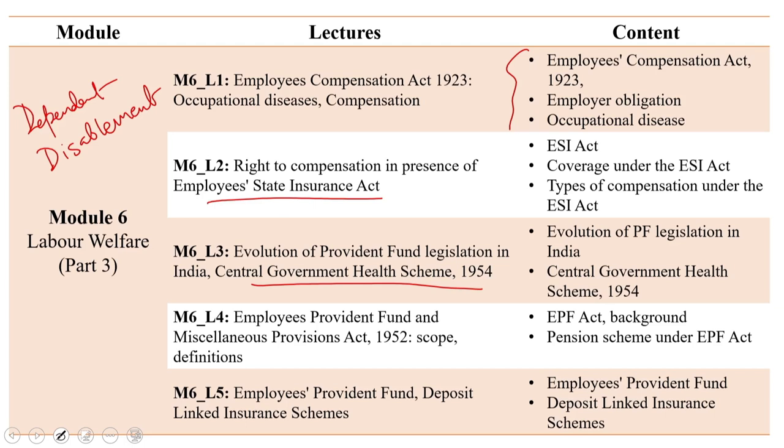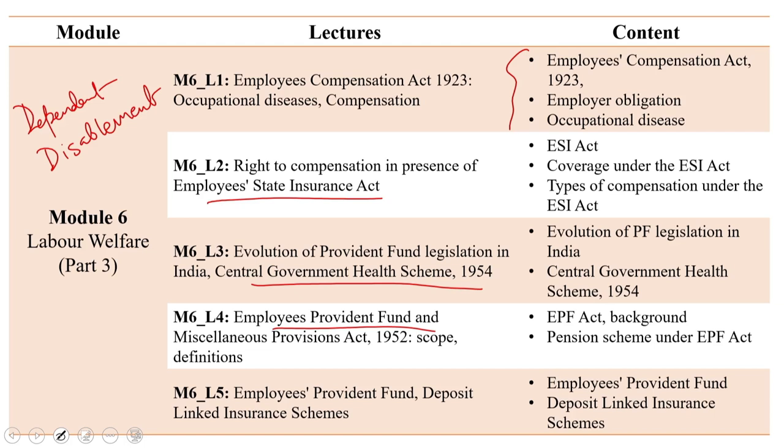Then in the fourth lecture of the sixth module, we looked into the Employees Provident Fund and Miscellaneous Provisions Act 1952. We looked into the scope, we looked into the definitions, like what were the two key social security schemes: the EPF scheme, the Employees Provident Fund scheme, and the Employees Pension Scheme, which was introduced in 1995. We also looked into some of the amendments and expansion with respect to this. The Employees Pension Scheme specifically: what is EPS? What is the eligibility for this EPS? What do you typically get out of it, or what is the benefit of EPS, etc.?